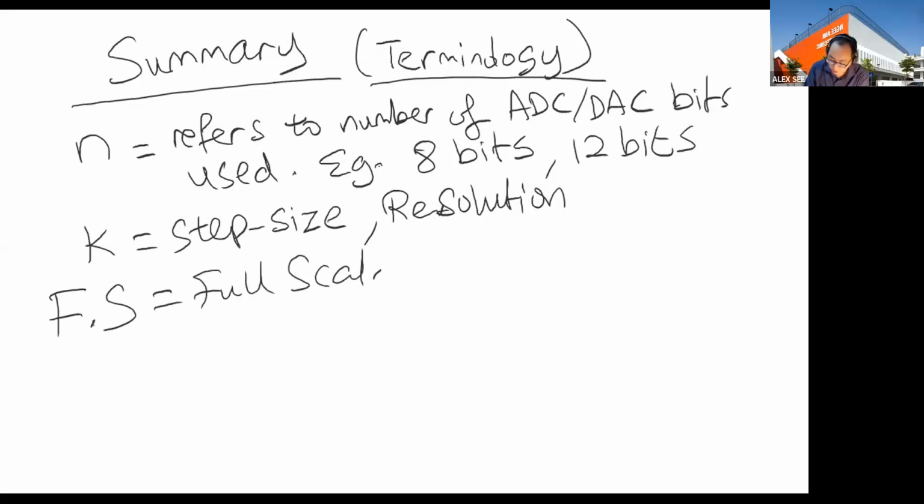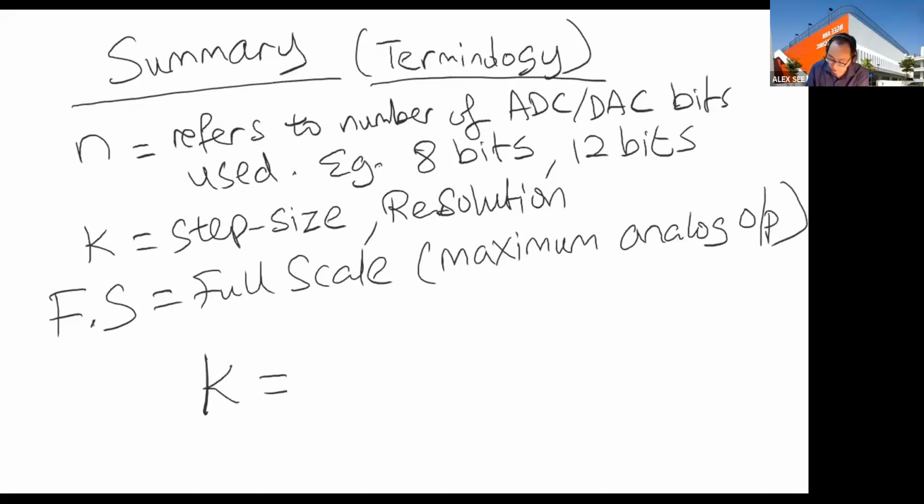And FS refers to full scale. Full scale means the maximum analog output. So in short, if you refer to my notes, K, the step size, equals FS, the full scale, divided by 2^N minus 1. Maybe this is what I can summarize up to this point.